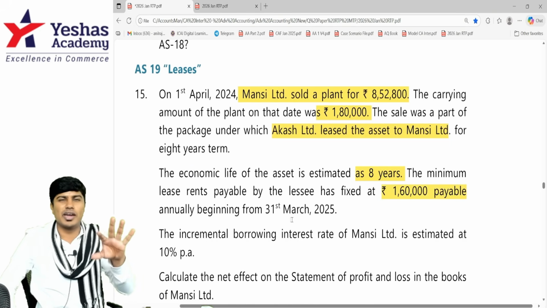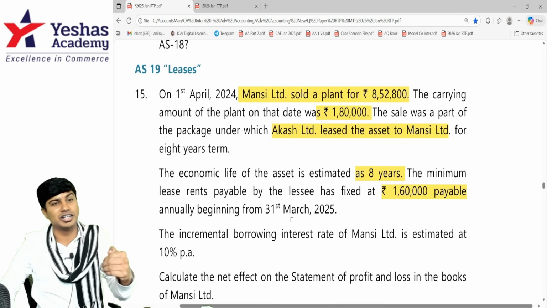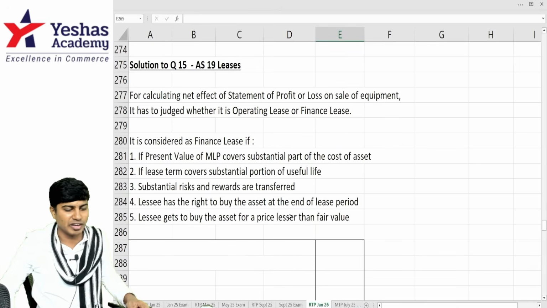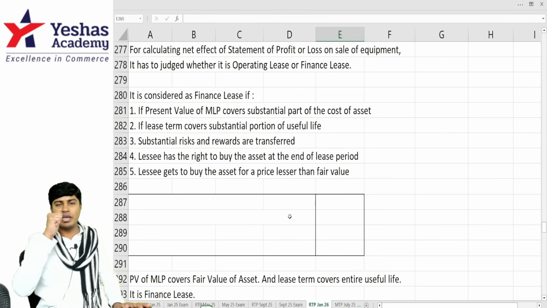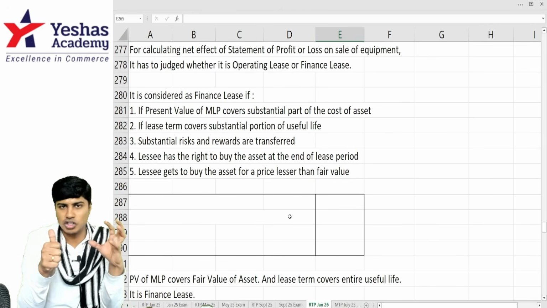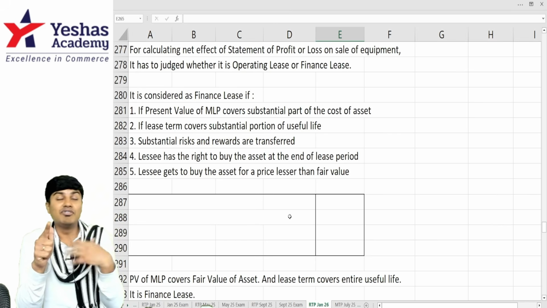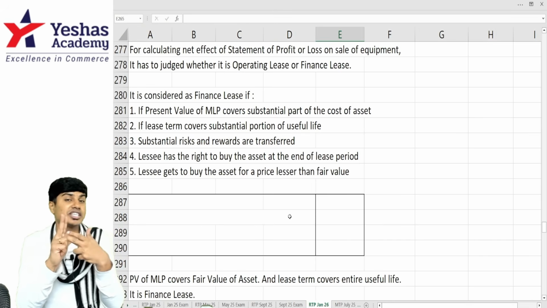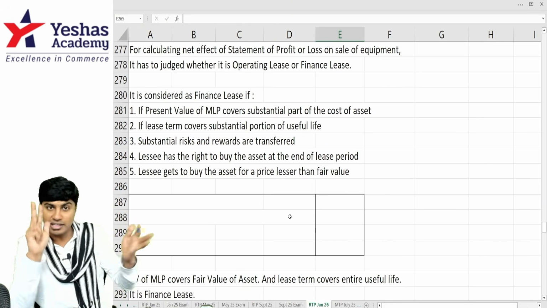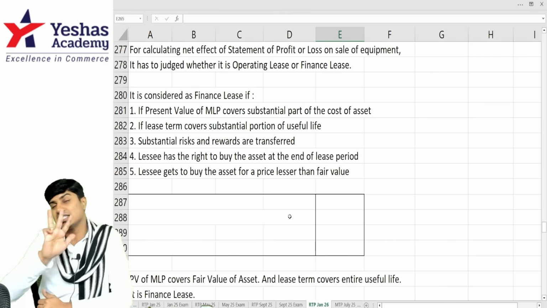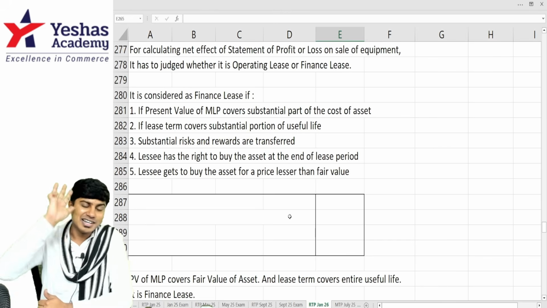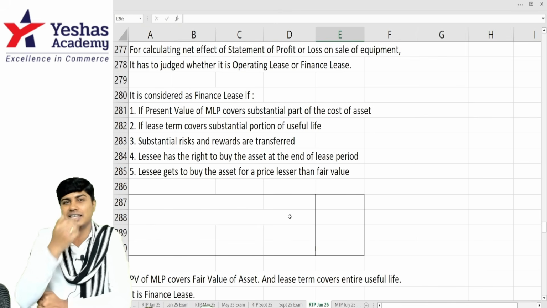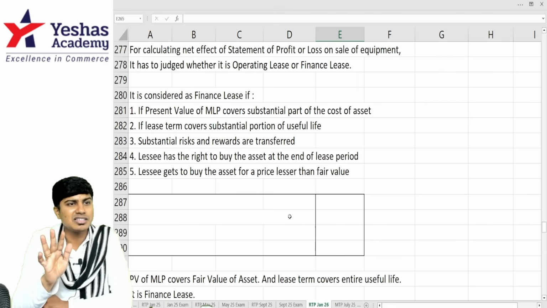Basically, they're not telling us whether it is operating or financing. They want us to find. Do you remember the 5 conditions based on which we'll decide whether the lease that follows is operating lease or finance lease? Number 1, if present value of MLP, minimum lease payments, substantially covers the cost of the asset, it is finance lease. Number 2, if the lease period substantially covers the useful life of the asset, then it is finance lease. Number 3, if substantial risk and reward of the asset is transferred by the lessor to lessee, it is finance lease. Number 4, if the lessee has the right to buy the asset at the end of the lease, it is finance lease. Number 5, if the lessee gets to buy the asset at the end of the lease period at a price much lesser than the market price, much below the fair value, then it is finance lease.